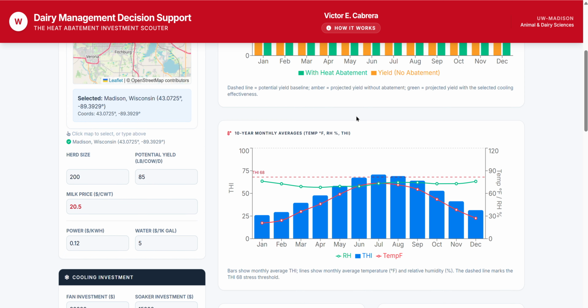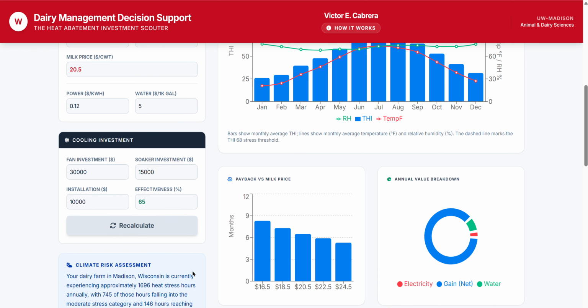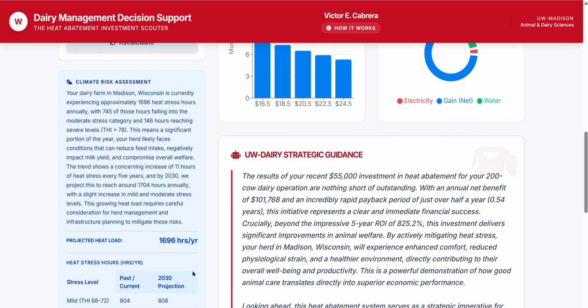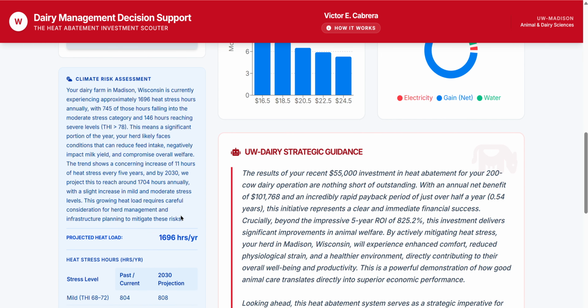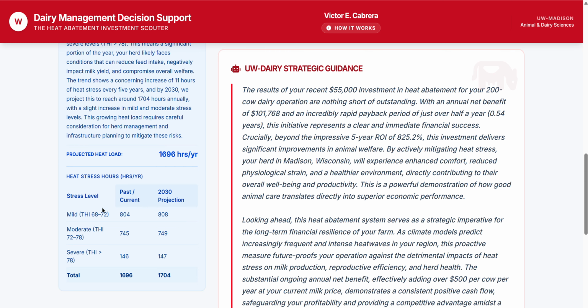Below the chart on the left, the Climate Risk Assessment section reports the total annual heat stress hours for your location, broken down by severity: mild for THI 68 to 72, moderate for THI 72 to 78, and severe for THI above 78. It also includes a projection for 2030.